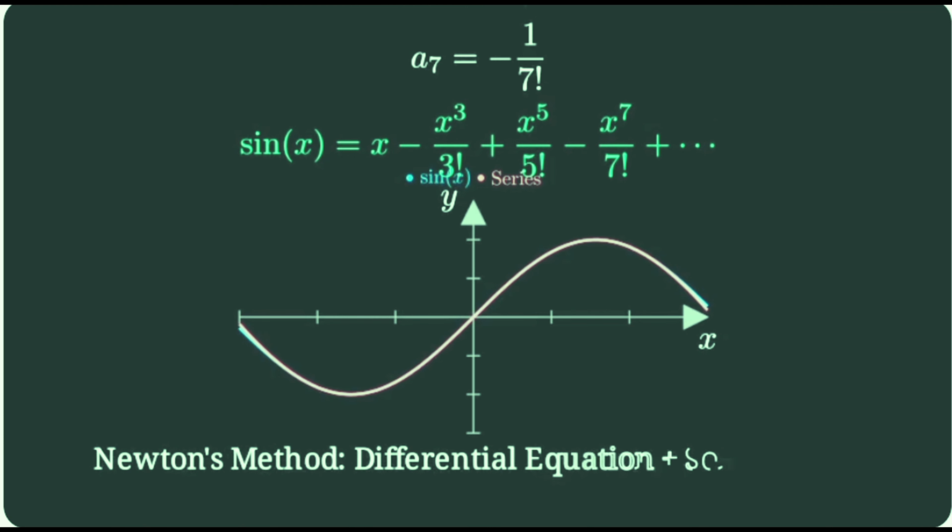To summarize, Newton did not need the Taylor formula. He started from a physical equation, guessed a series, and solved for the coefficients step by step. This approach not only gave the sine series, but also showed how differential equations and series fit together beautifully.